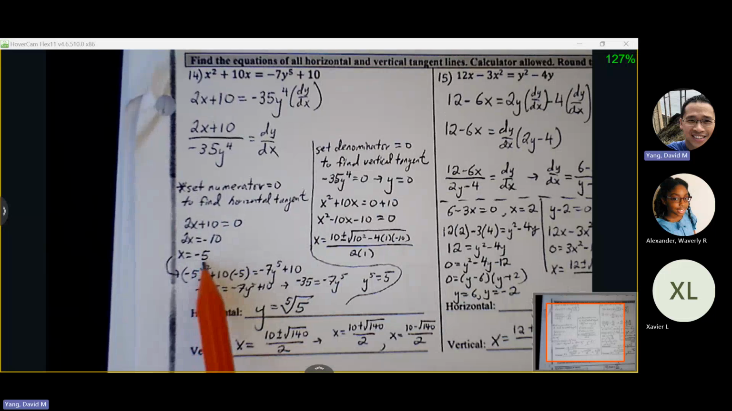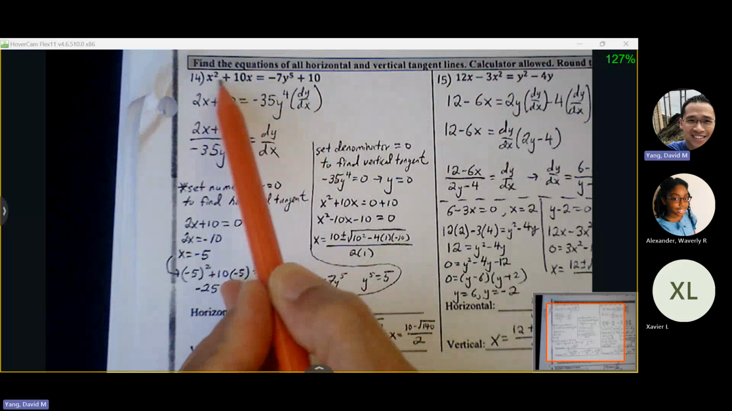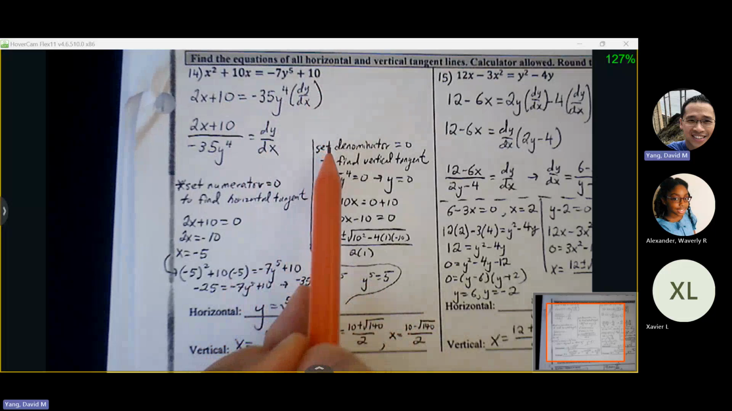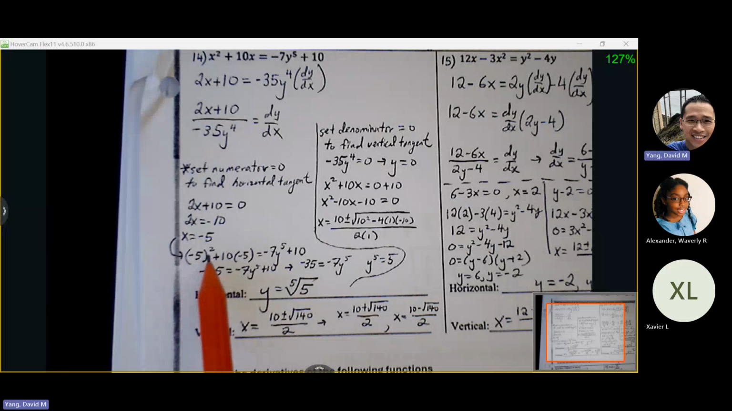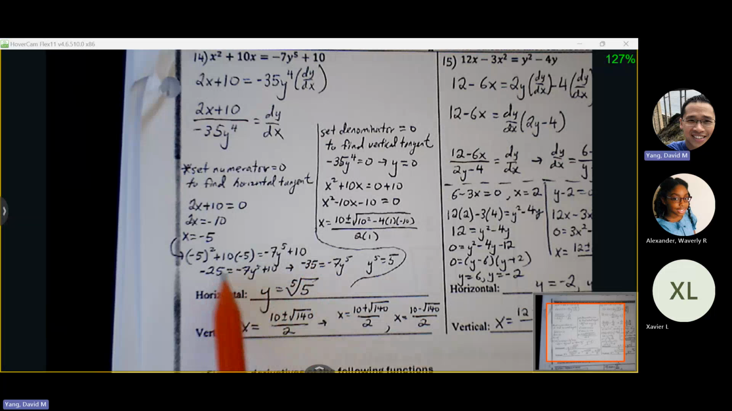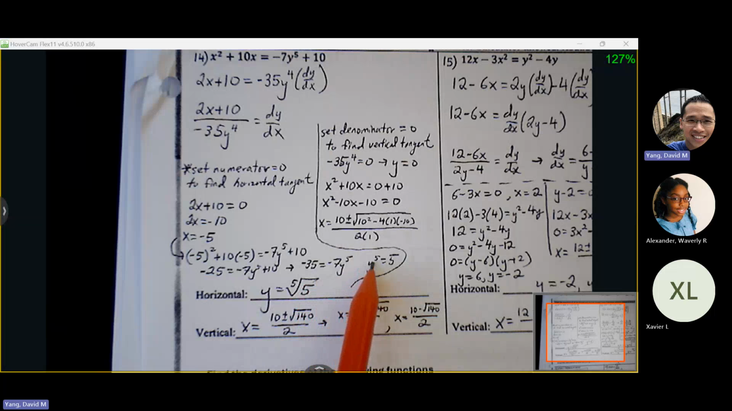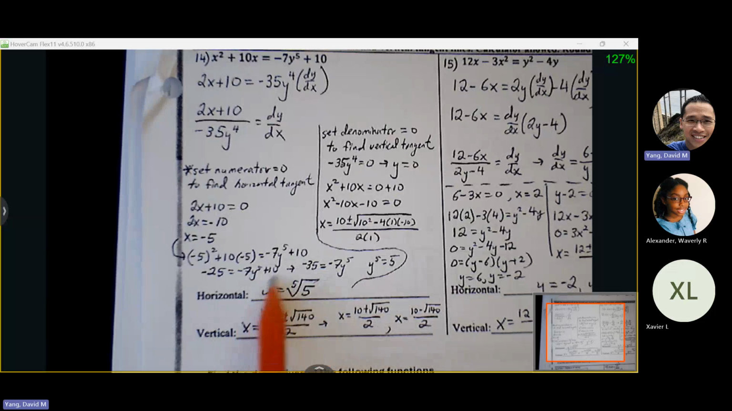So if I want to get more information, I'm going to take that negative 5, insert back into my original equation, and see if I can gather more information so I can get to my y equation, because I only have the x value, but I need the y value. So negative 5 goes in for all the x's for my original equation, and I'm just trying to solve for y, and I get negative 35 equals negative 7y to the 5th. Divide both sides by negative 7, y to the 5th equals 5, so y equals the 5th root of 5. So this is my horizontal line equation.